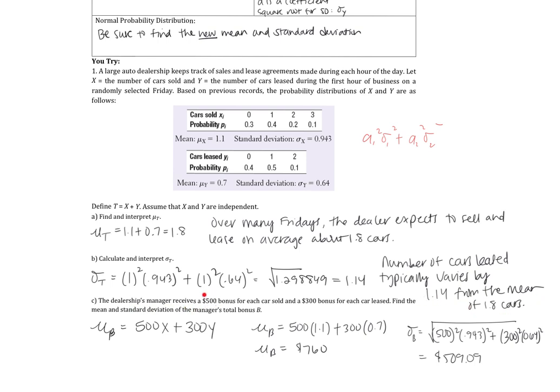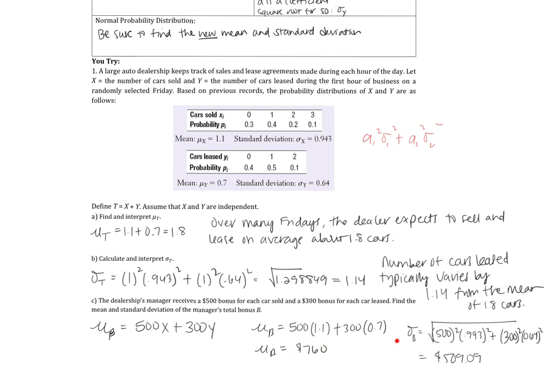The dealership's manager receives a $500 bonus for each car sold and a $300 bonus for each car leased. Find the mean and standard deviation of the manager's total bonus. So random variable B is $500 per car sold plus $300 per car leased. So again, just like above, to find the average, we plug in the mean values where they belong. So to find the average of B, we take 500 and we multiply it by the associated X value average, which is 1.1, plus 300 times Y's associated average, which is 0.7, and we get a mean of 760.